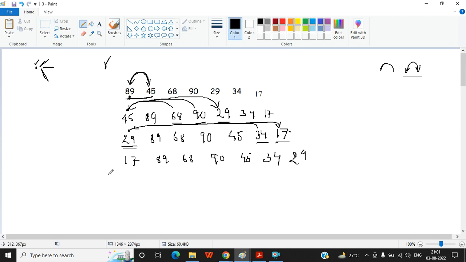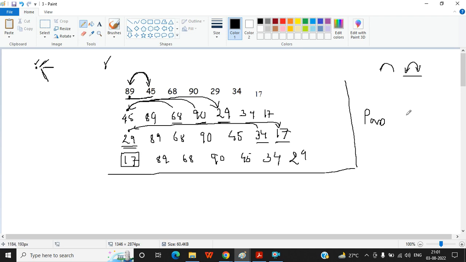See here, this is called a pass. After the end of one pass, pass 1, you have the smallest number at its own place. You got it? So this is your selection sort.